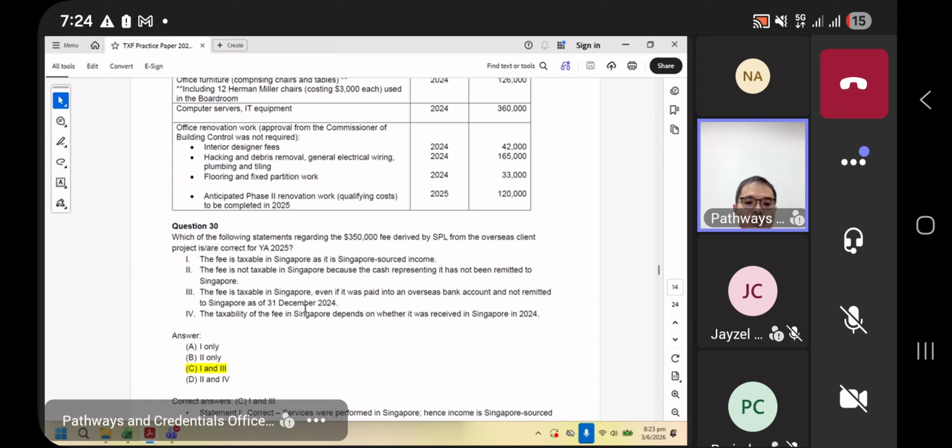So in this context, okay, the answer is 1 and 3. 1 is because it is taxable in Singapore as it is a Singapore source income. And 3, even though the income is kept outside of Singapore, because this is a Singapore source income, it will be deemed as accrued in Singapore. So even though the money is not physically received in Singapore, it does not matter. You would still treat this as taxable in Singapore. So in this context, 2 and 4 are not the right answer.